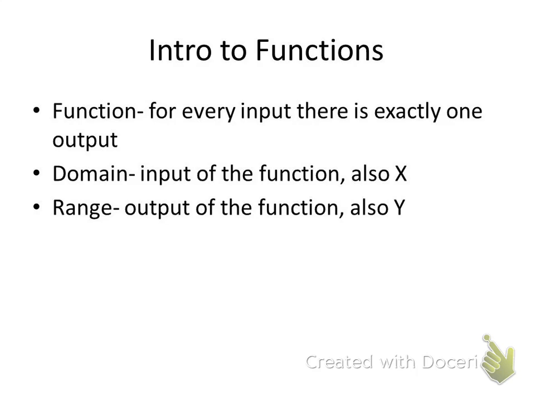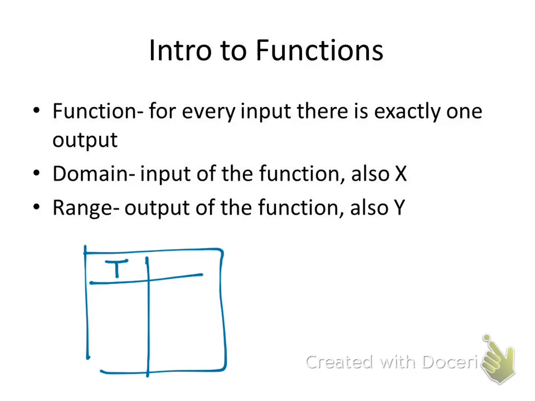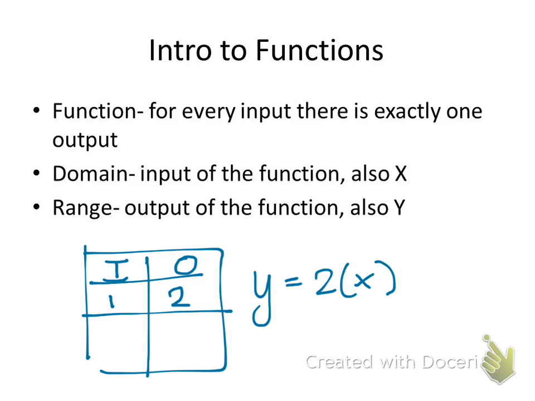So let's say I were to take a problem and I have an input and output chart. Sometimes they're listed like this. So this would be our input, this would be our output. Let's say I have an input of 1. I plug it into the problem, and I get an output of 2. So I know no matter what, when I plug 1 into my equation, let's say it was y equals 2 times x, I plugged in 1 for x, and I got 2 for y. Anytime I plug in 1, I will never get any other answer than 2. That's how I know it's a function.